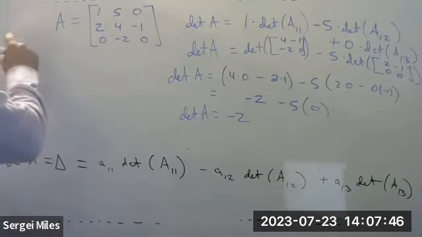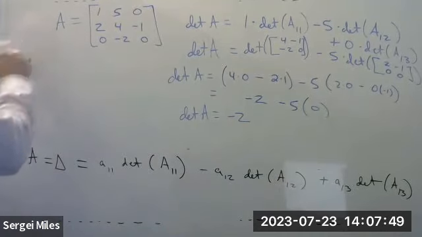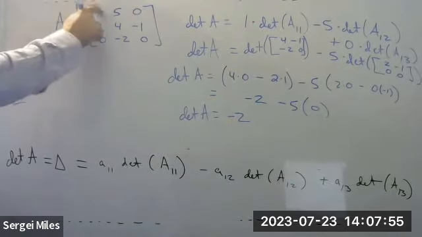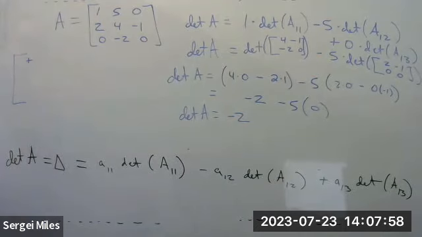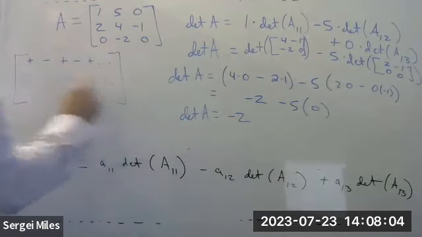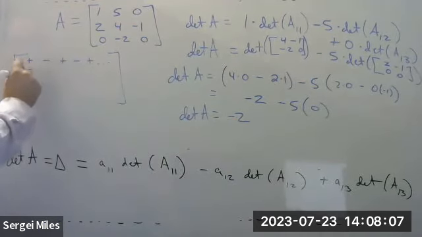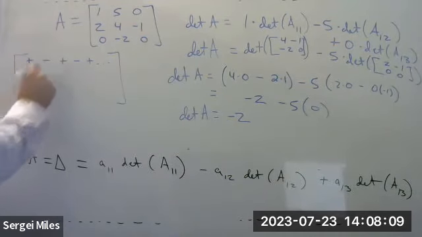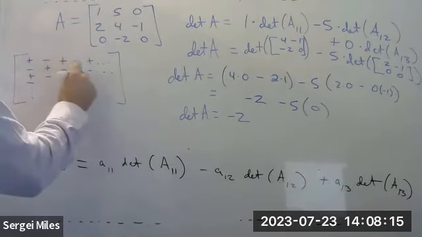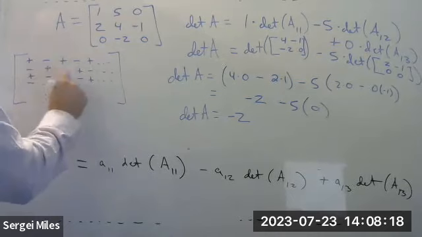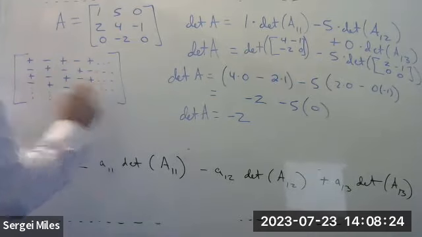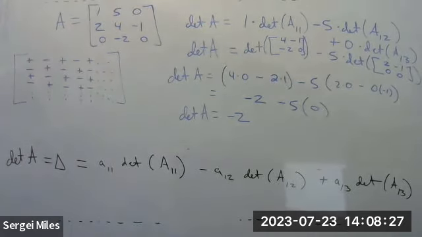In fact, in general, what's happening here is kind of like a checkerboard. You start with plus in the top left corner, first row, first column, and then you're just going to alternate signs. So this means for any size matrix, and you can double check this for a 4x4 if you want, you're going to have this checkerboard pattern of plus minus. Right? So this is going to occur.